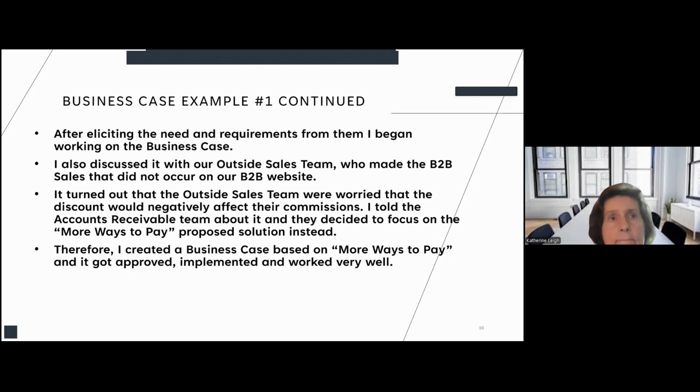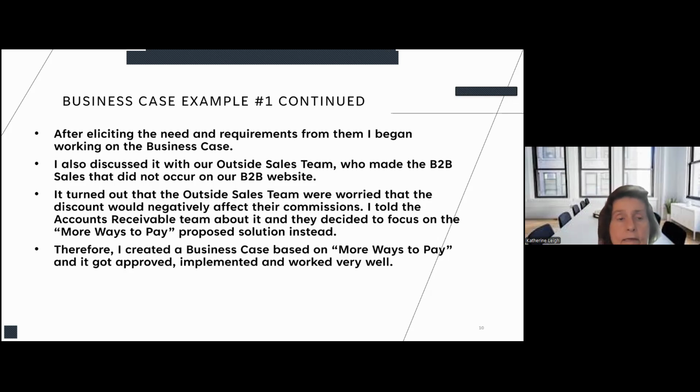Because at that point in time, they could send us checks or use credit cards or debit cards, but we also had some technology that we could add where they could pay more easily online, as opposed to going to our business-to-business or to our e-commerce site. So it got approved, it got implemented, it worked very well. It did exactly what it was supposed to do: reduced our days of receivables.